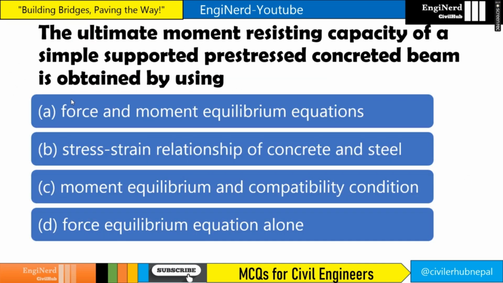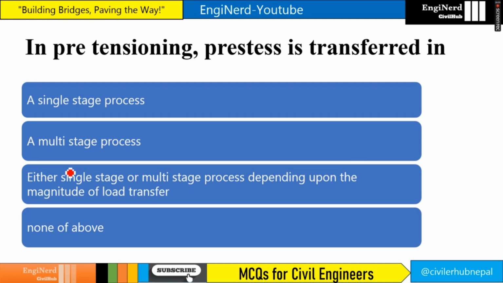Next is, the ultimate moment resisting capacity of a simply supported pre-stressed concrete beam is obtained by using. So also in this case, according to Byju's, the answer is option number B, but according to the book of Khurmi, the answer is given as A. Next, in pre-tensioning, pre-stress is transferred in. So also in this question, according to Khurmi, the answer is multi-stage process, but according to Byju's, it is single stage process.